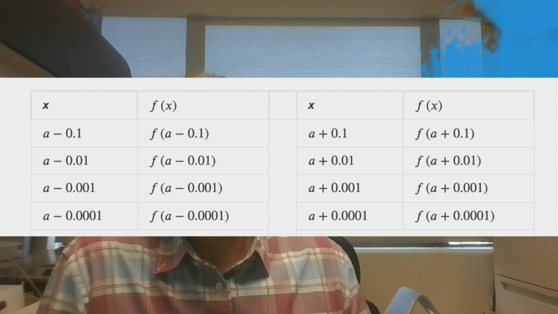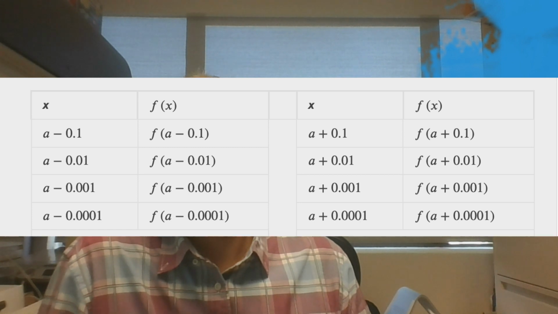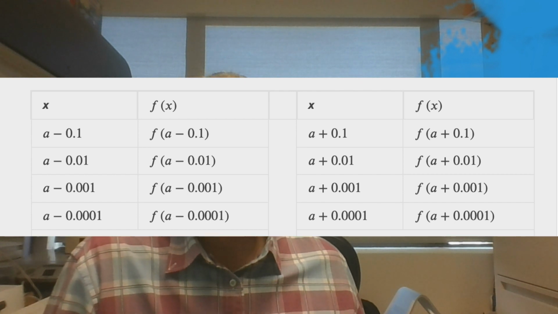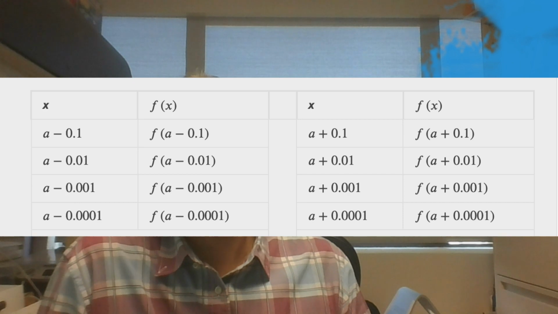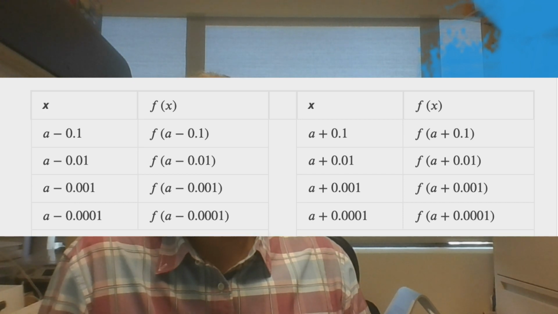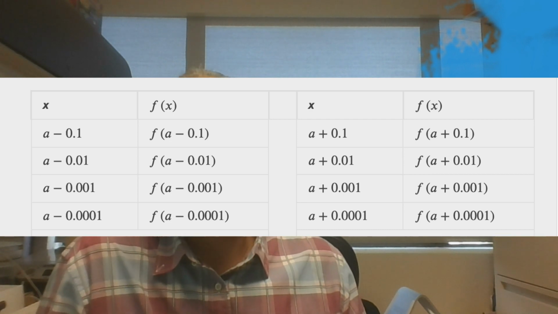Now, coming from the other side, we're looking at values like a plus 0.1 or a plus 0.01. And then if we run through that and you get a plus 0.0001, then you're really close to a, but you're coming from the right side. And so we will be creating tables like this to see if we can find out if a particular function has a limit at a point.